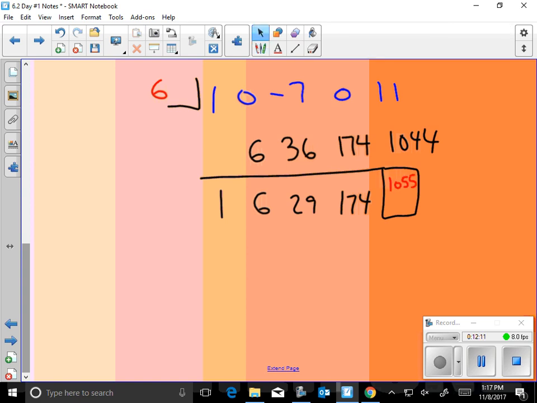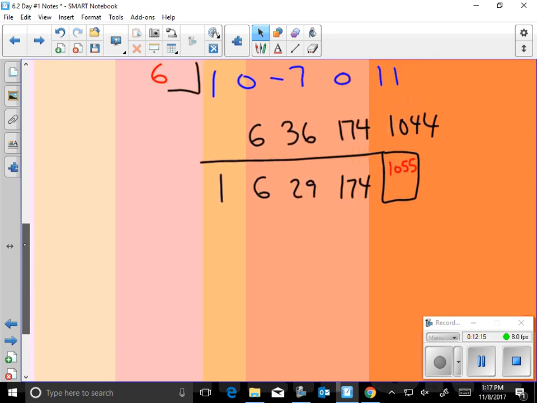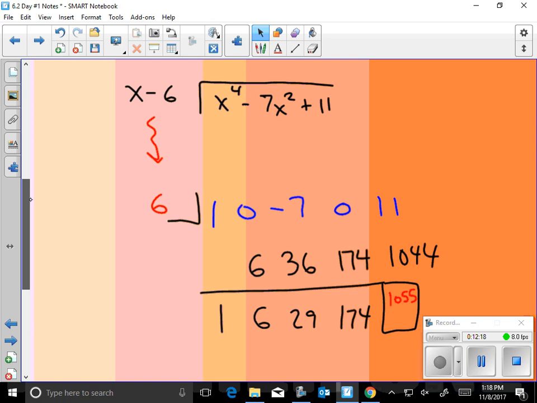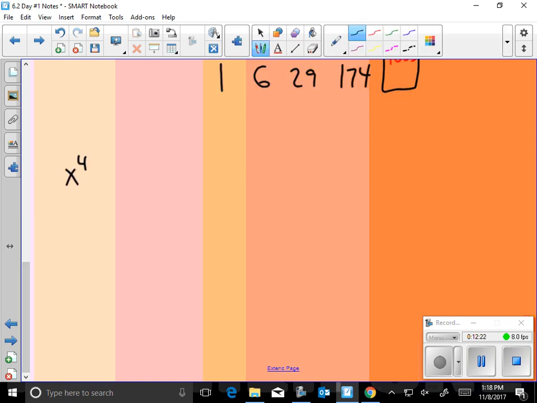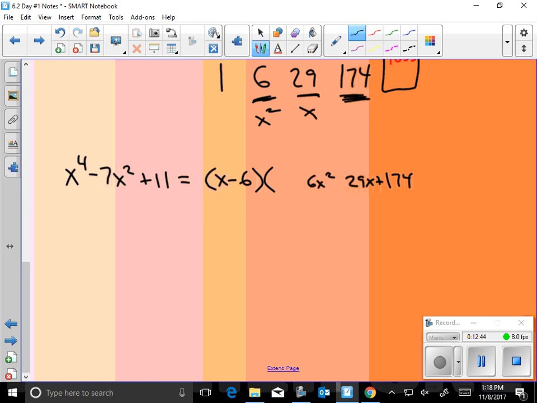Okay, so let's write out this set of polynomials. x to the 4th minus 7x squared plus 11 equals x minus 6 times, let's figure out what this is. This right here would be my constant, 174. This is my x term, 29x. This is my x squared term, and this is my cubic term. Okay, and then I'm going to add on my remainder. Ew! I missed a 0? Where? 1055. Way to go, Mr. Long.